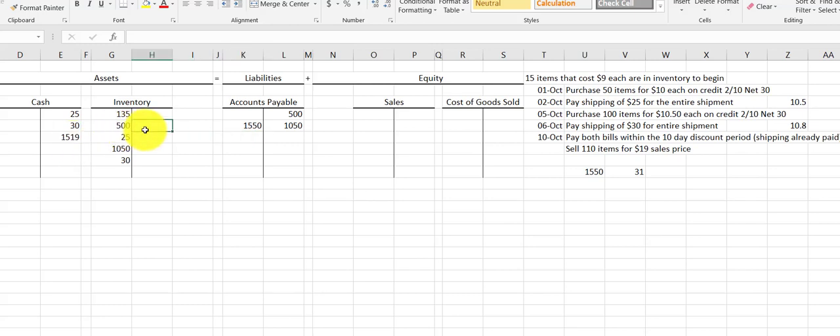And we're going to use the $31 to reduce our cost of the inventory. So instead of $10.50, we're going to take off 2% of that, which would be, let's see, 1050 times 0.02.